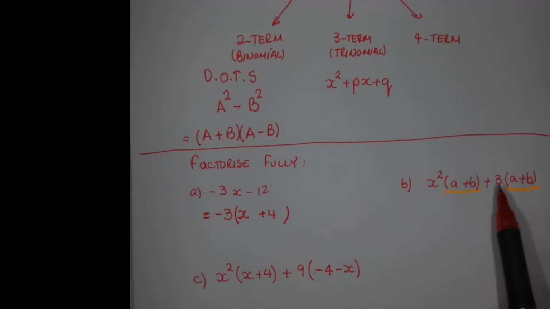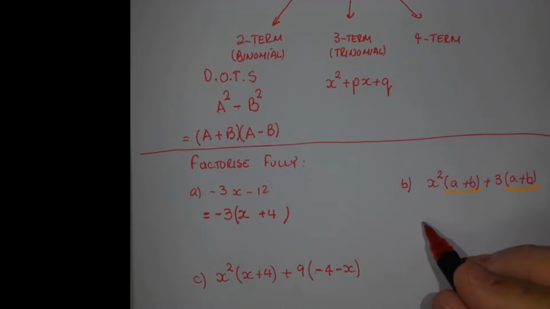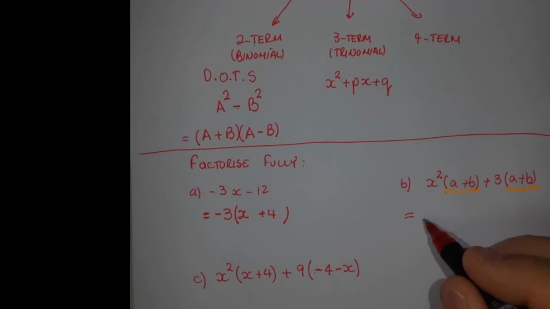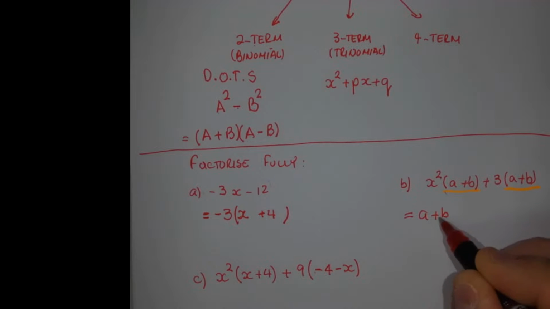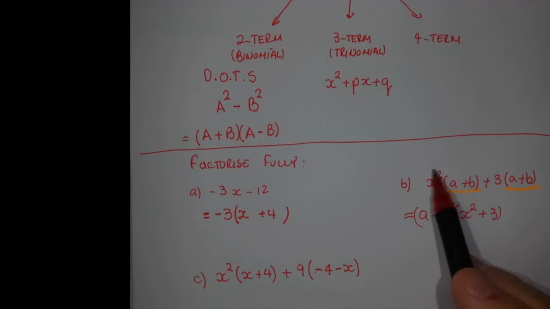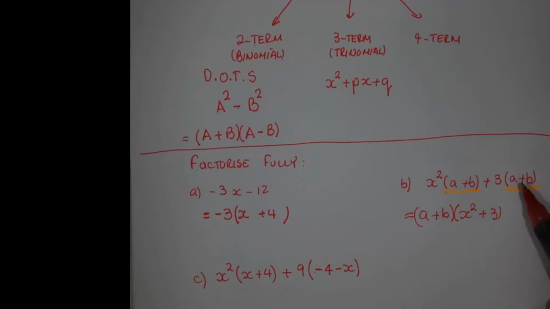So when I want to factorize that, I will then be able to say a plus b, because it is repeated in both of my terms. I will be taking that out as my common factor, and that will be a plus b is the common factor of x squared plus 3. Remember, when you divide that by a plus b, basically you're taking away the a plus b and you're left with the x squared, and if you're taking the 3 times the a plus b, you're taking the a plus b away and you're left with the 3.